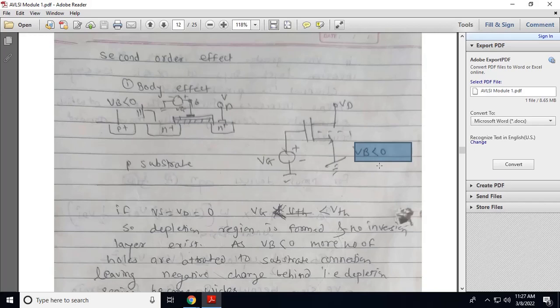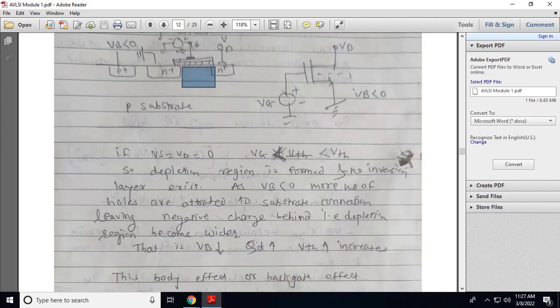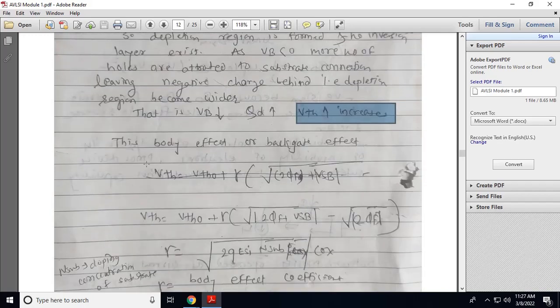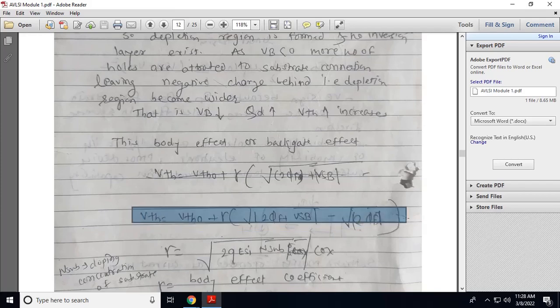Due to the negative body voltage, holes are attracted towards the negative terminal of this body, or we can say substrate, so it will leave the negative ions here, and that will increase the charges in the depletion region, and due to this it will affect VTH. VTH increases, and this is the VTH value when you consider the body effect. So this is the VTH without body effect, and when you consider the body effect, this is the equation for VTH, it increases. So this is the body effect coefficient.